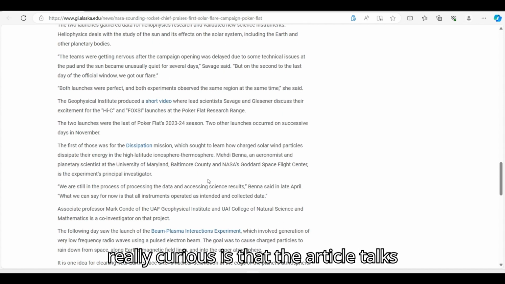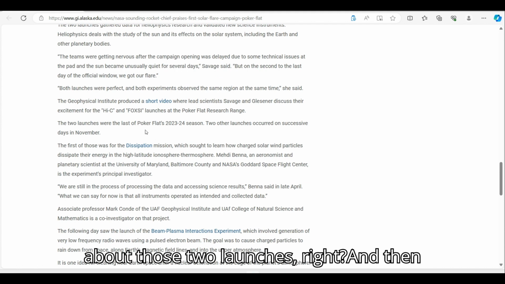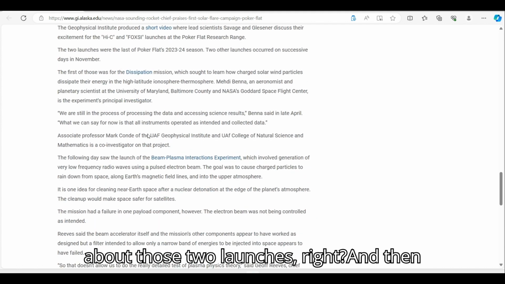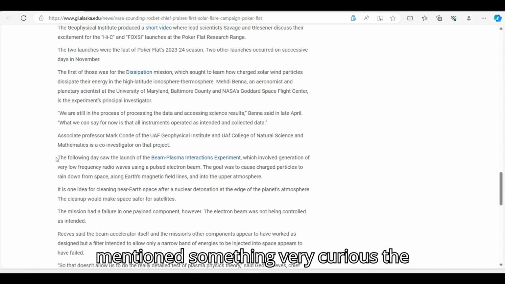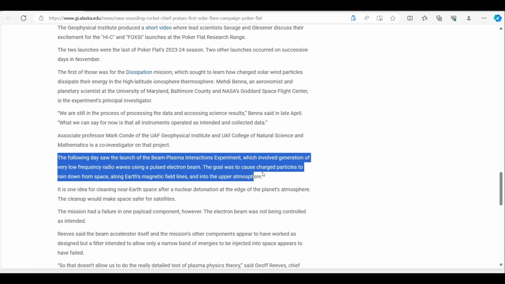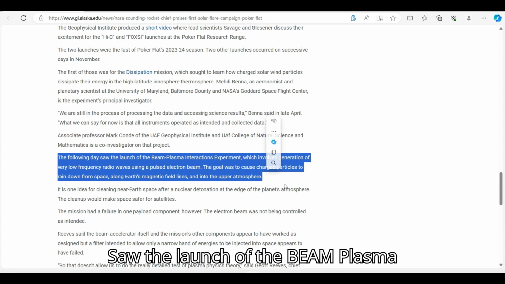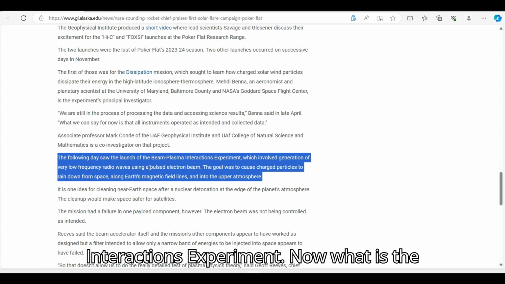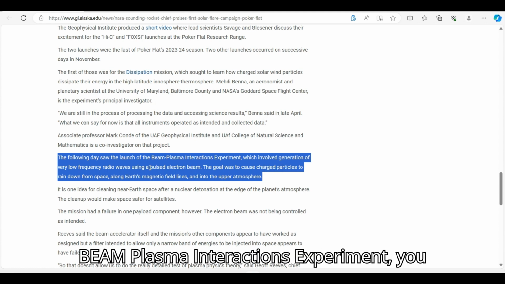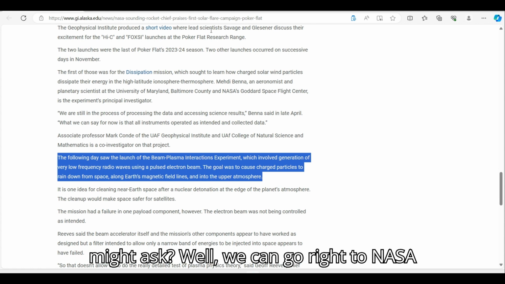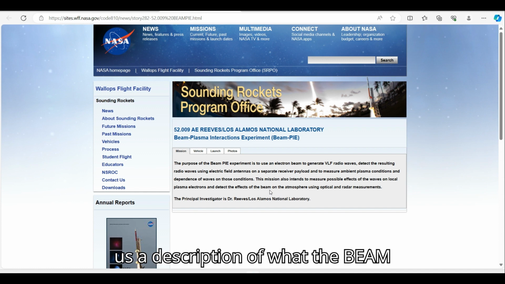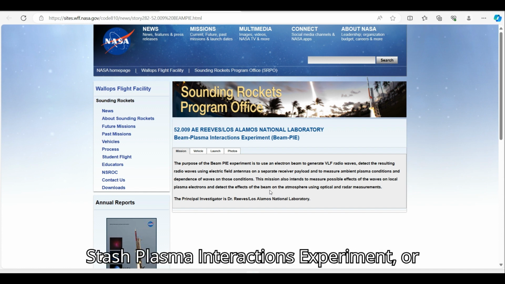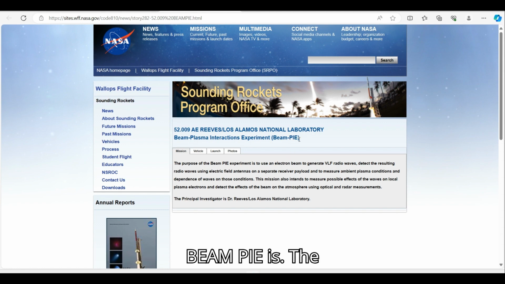But something I find really curious is that the article talks about those two launches, right? And then near the end of it, they mention something very curious. The following day saw the launch of the beam plasma interactions experiment. Now, what is the beam plasma interactions experiment, you might ask? Well, we can go right to NASA's Wallops website, and they give us a description of what the beam-plasma interactions experiment, or Beam PI, is.